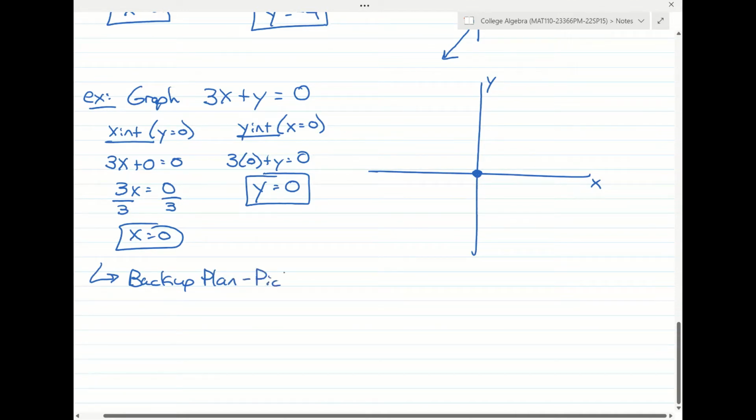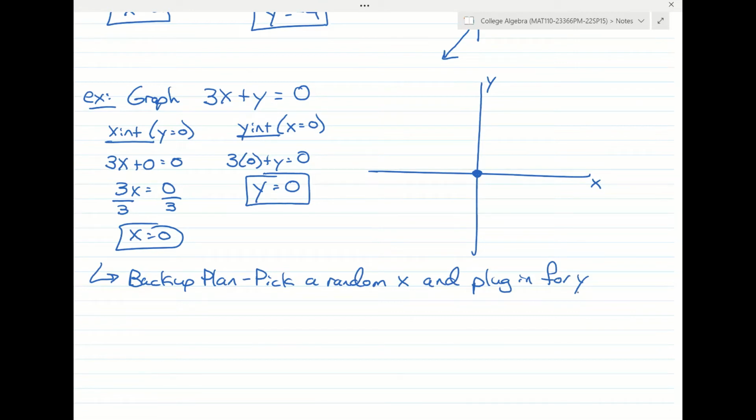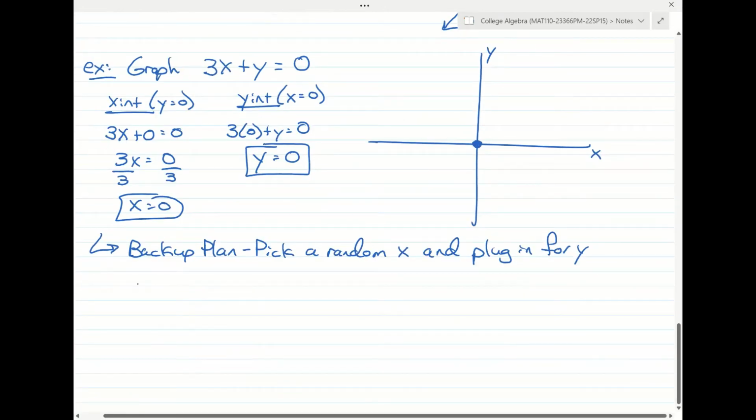you just pick a random x and plug in for y. So for example, just pick a random x value. Somebody just yell out an x value, random number. 12 I heard? All right, I heard 12 first. So random number, I heard 12.